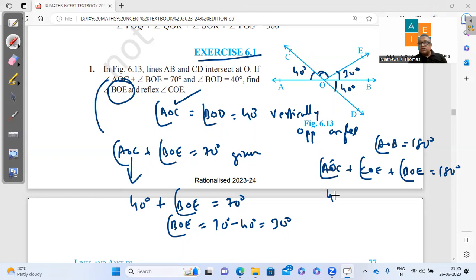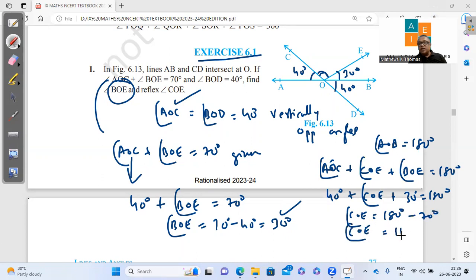Angle AOC is given 40. Angle COE is what we have to find. And angle BOE I have just found out as 30. Now 40 and 30 is 70. It will be transferred to the other side. So we can say 180 minus 70 will be angle COE. So COE value will be 110.